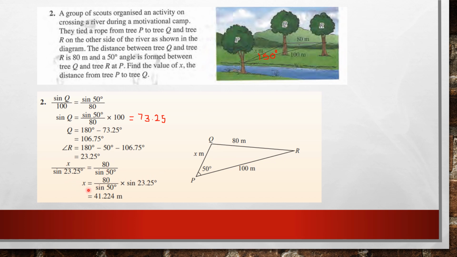So we solve for x, which equals 80 over sine 50 times sine 23.25. So you get 41.224.